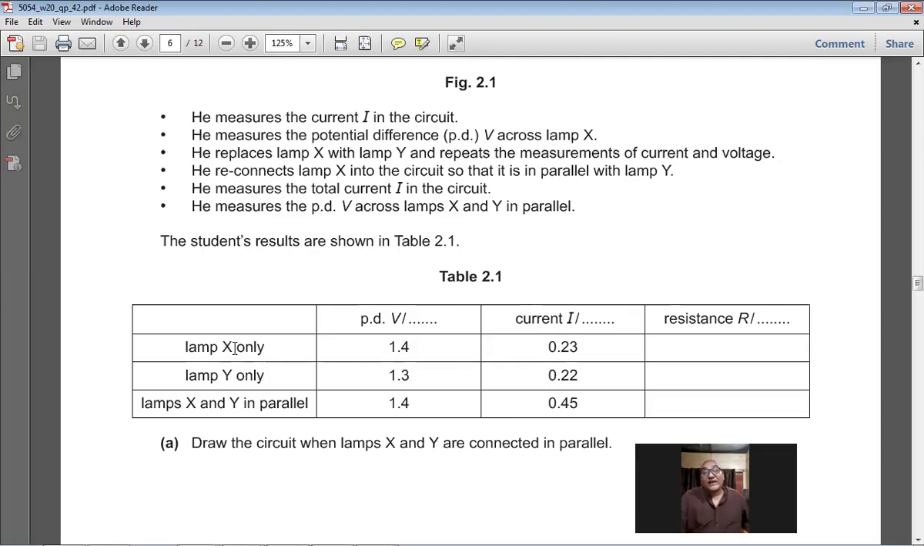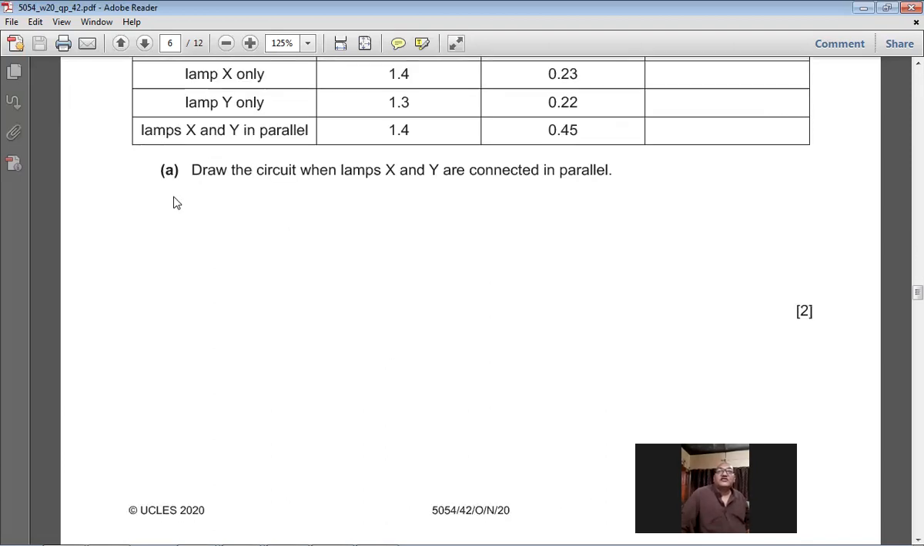Lamp X only means when there was only lamp X, lamp Y only means when there was only lamp Y, and when the lamp X and Y were parallel to each other. They both were there, but they were parallel to each other. So what are the voltage drop across them, and what was the current according to the ammeter? So they are recorded. So the question is the A part in the question number 2. He says, draw the circuit when the lamps X and Y are connected in parallel. So that's the first question, and it is of 2 marks.